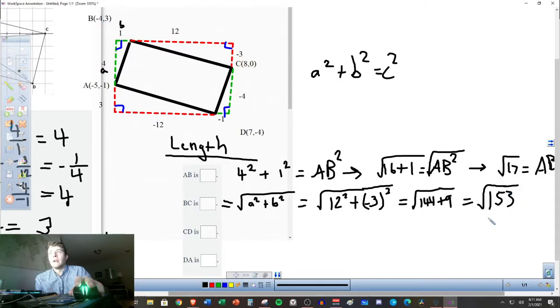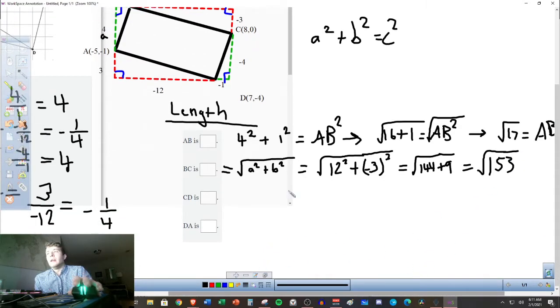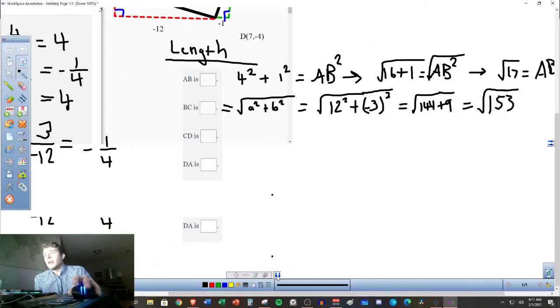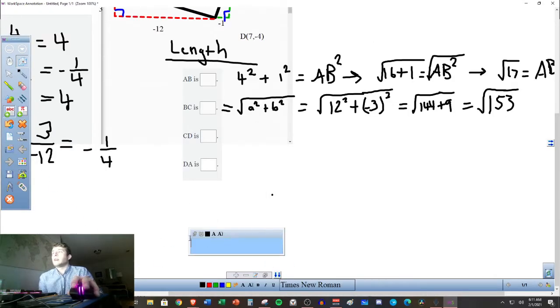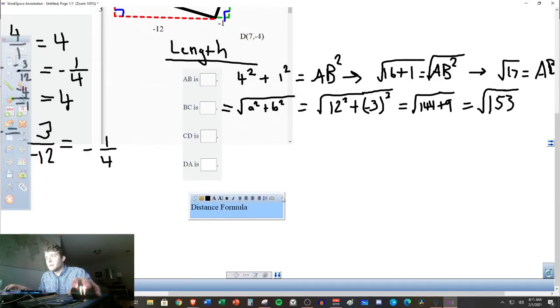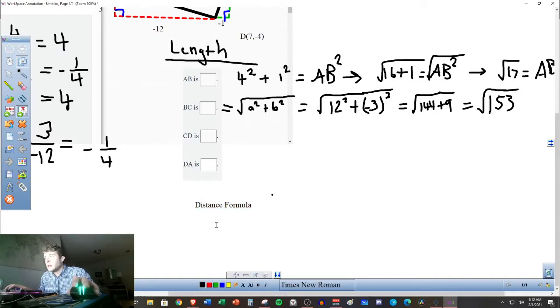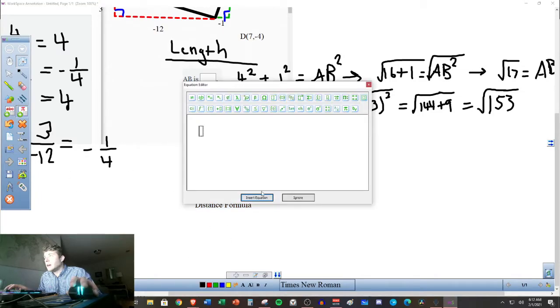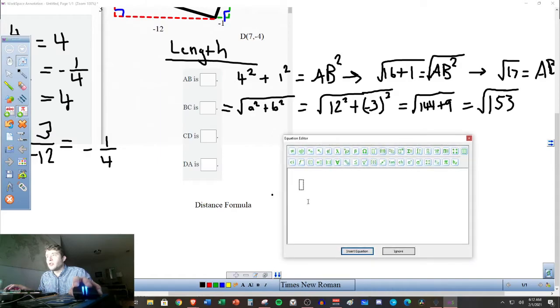Okay, that's how you do that. Now, we actually end up getting a new formula that appears from this. So we're going to write this down in our notes. We're going to call this the distance formula. I think some students said that they had actually seen this one before, so I'm not entirely sure if everybody knows this one, but this is what we're going to be using.